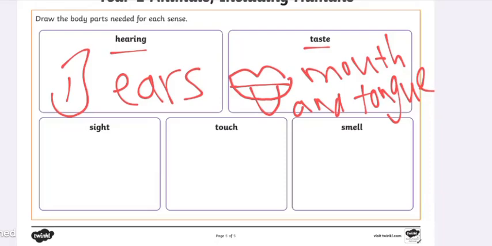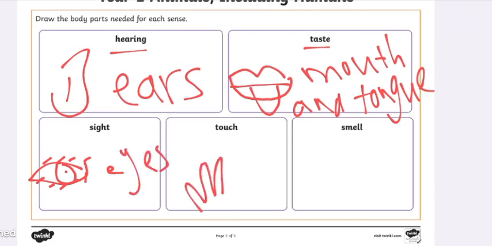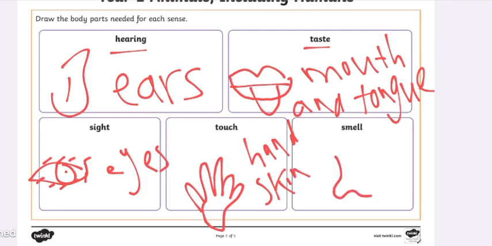What about for sight? Eye. So you are going to draw and write eyes. What about for touch? Hand. You can write hand or you can write skin because you can feel everything by your skin. What about smell? Nose. You can draw it and write nose. Okay, so this is the last exam. He's talking about the five senses: hearing, taste, sight, touch, and smell. You can draw and you can write the name of each sense, right?